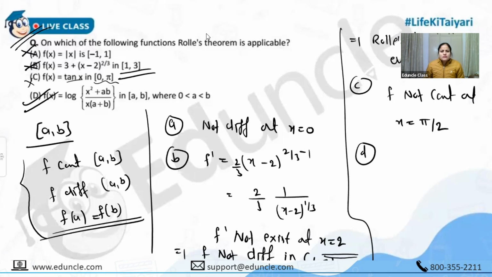Okay? You can easily check, D is going to be correct. Such kind of problem has already appeared in JAM, so such problems can come. Let's move ahead.